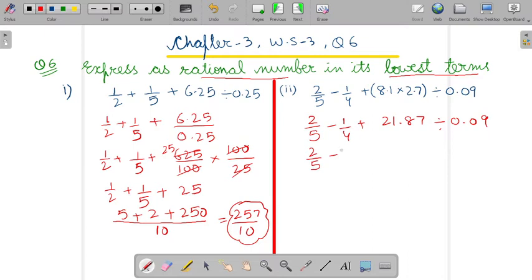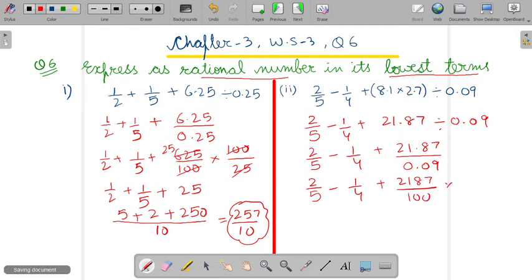So what will you do? What should be the next step? You will write it in the division form, 21.87 upon 0.09. So in the next step, you will remove the decimal. So 2187 upon 100, multiply in the denominator 9 and 100 will be on the upper side. So again this would be cancelled out, and let's see whether we can cancel these two terms. Yes, we can cancel it.